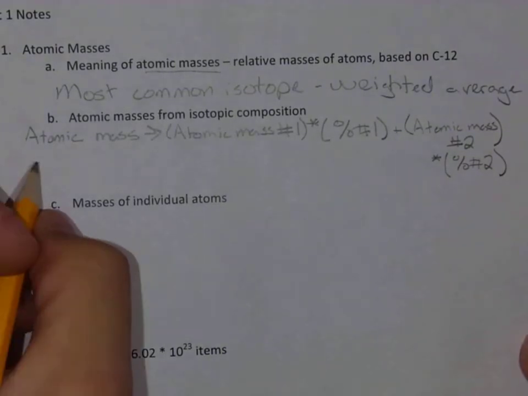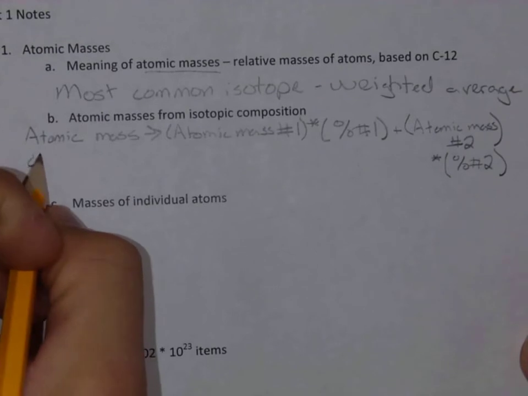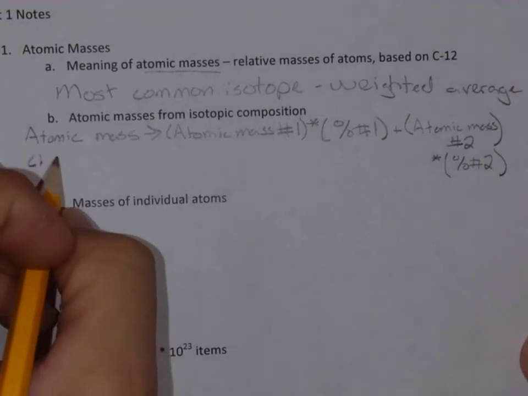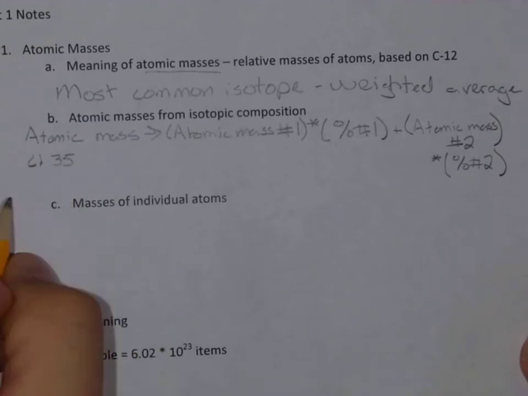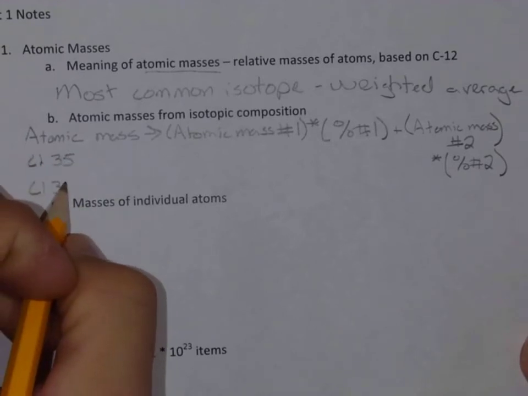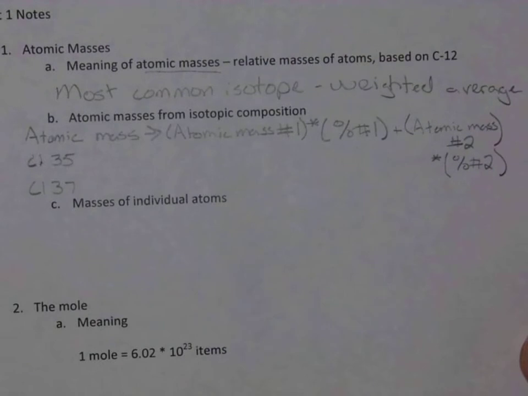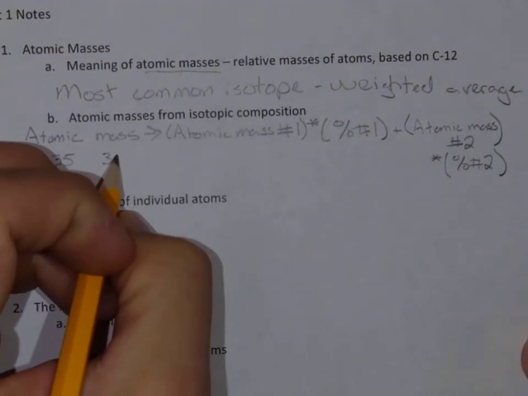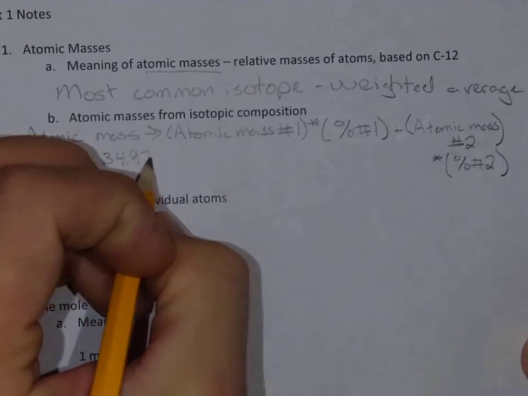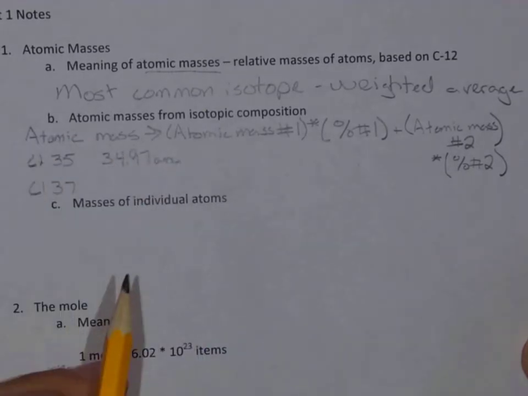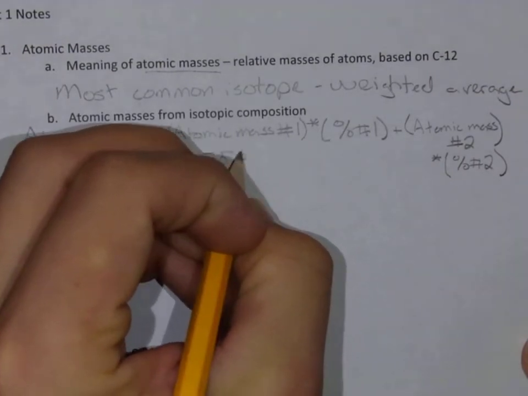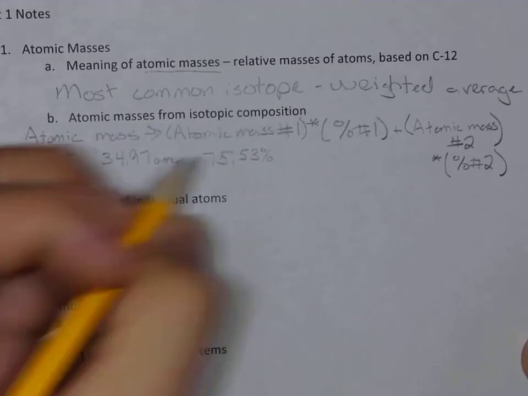So our real quick example here is going to be chlorine. Chlorine has 2 main isotopes, really I think just 2 isotopes in general. We have chlorine-35 and chlorine-37. Our atomic mass of chlorine-35 is 34.97 AMU, atomic mass units, and it is 75.53%.